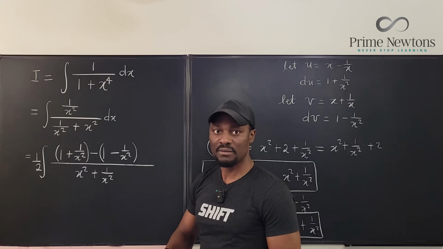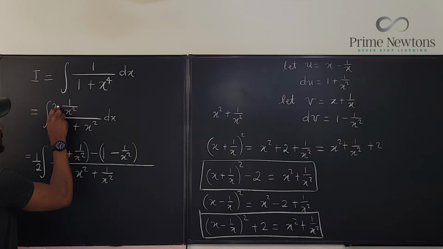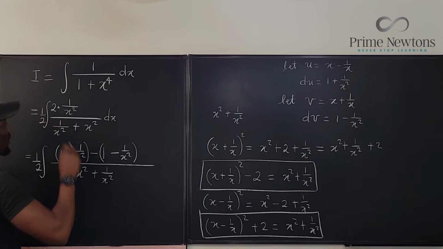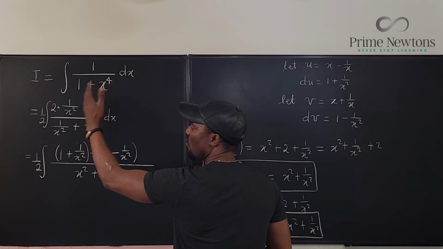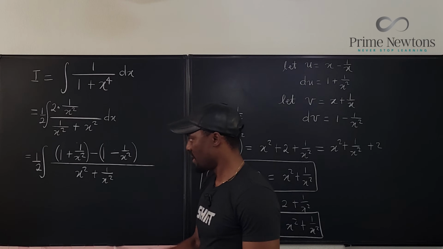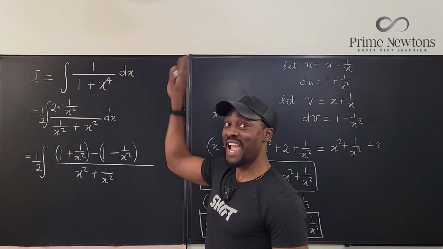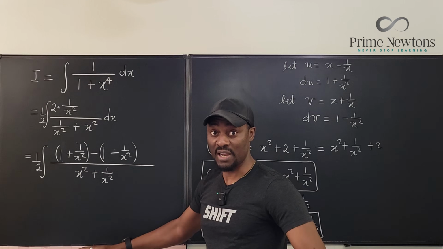Maybe I should write it here. Let's put it here. 2, and then put 1/2 here. Okay, so now you see that I've split this into 1 over x squared plus 1 over x squared, and then this splits into 2. I went all the way from the end to the beginning so you could see it. Okay, I hope that explanation was clear.